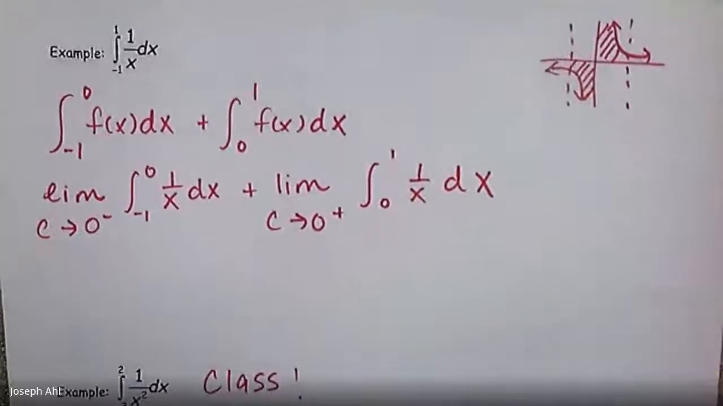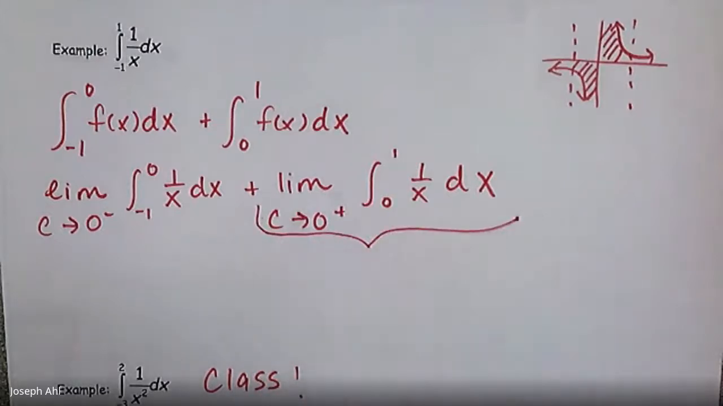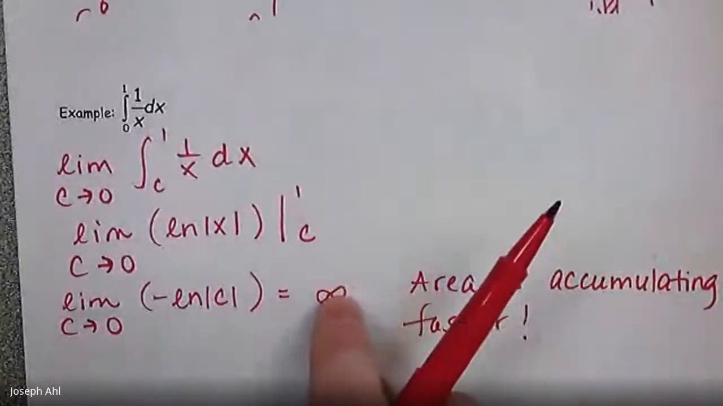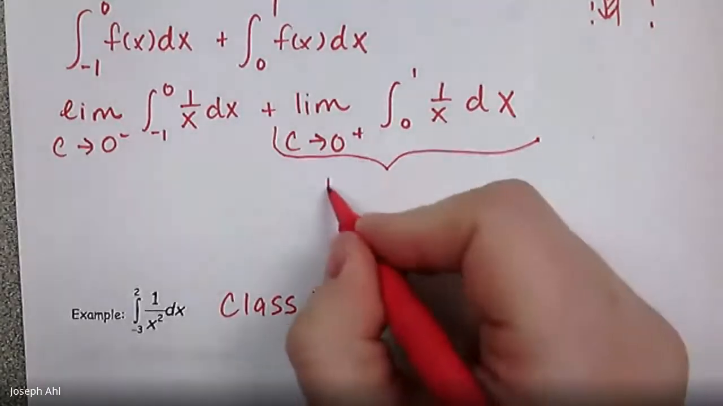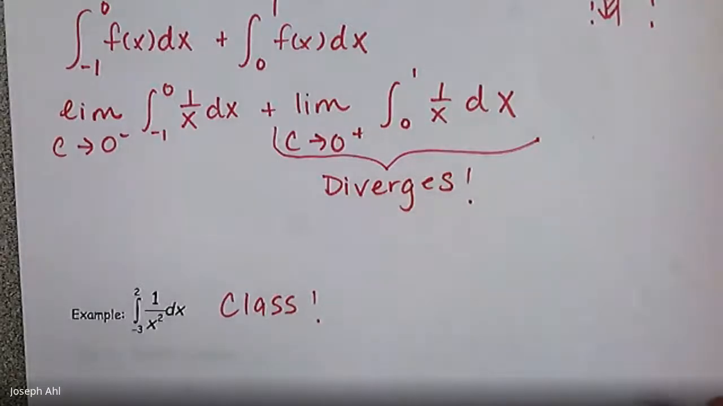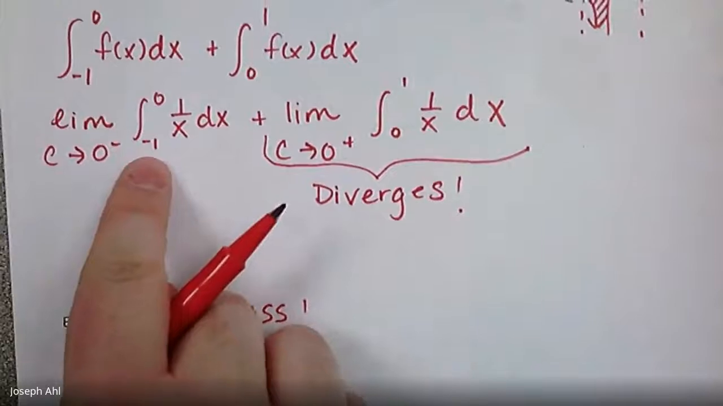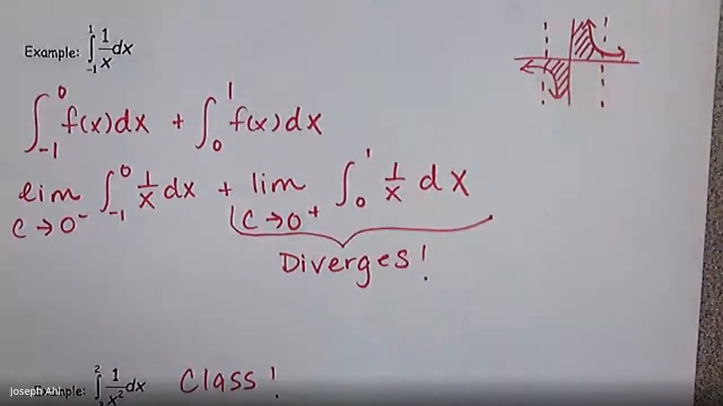Okay. But I'm going to cheat a little bit here. And the reason I'm going to cheat is because this integral we just did a minute ago, didn't we? The integral from 0 to 1 of 1 over x dx is infinite. It diverges. Okay. So since we've already proven that this diverges, it turns out that this one would diverge as well. And therefore, there is no finite area from -1 to 1 for 1 over x.